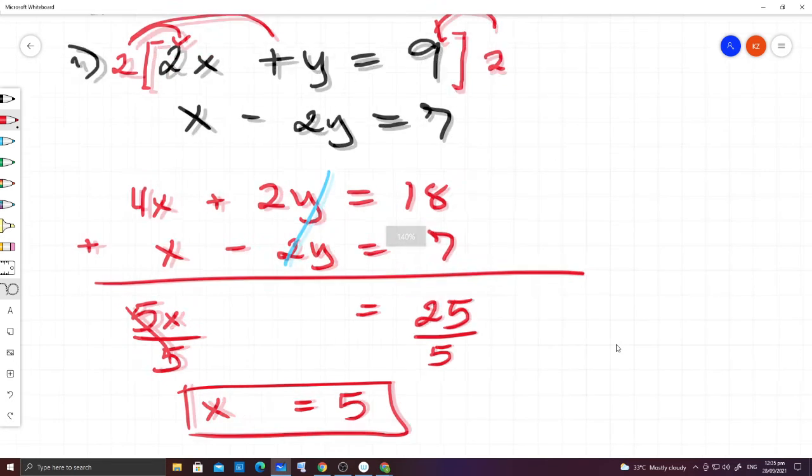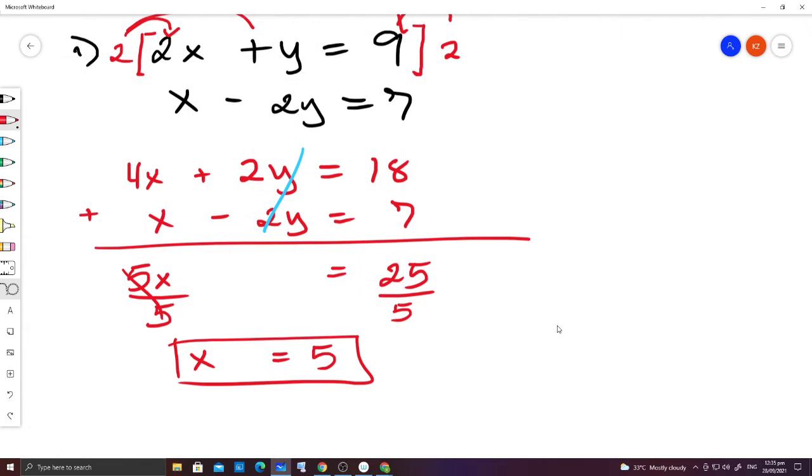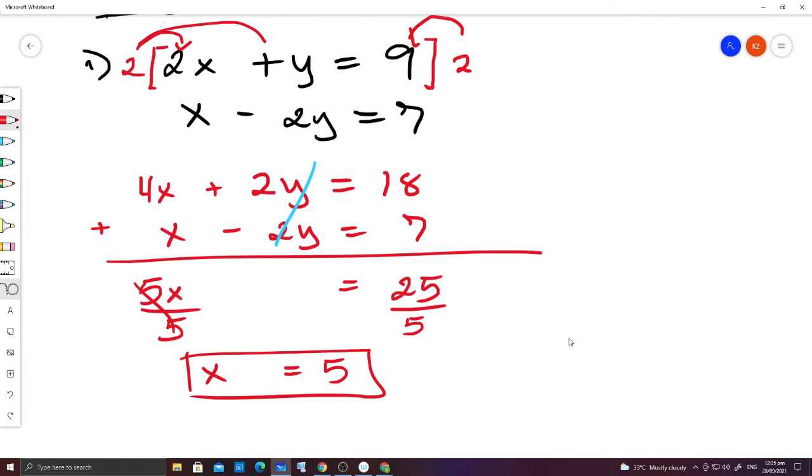Okay. Give time to copy. Or you can screenshot or take a picture of it.